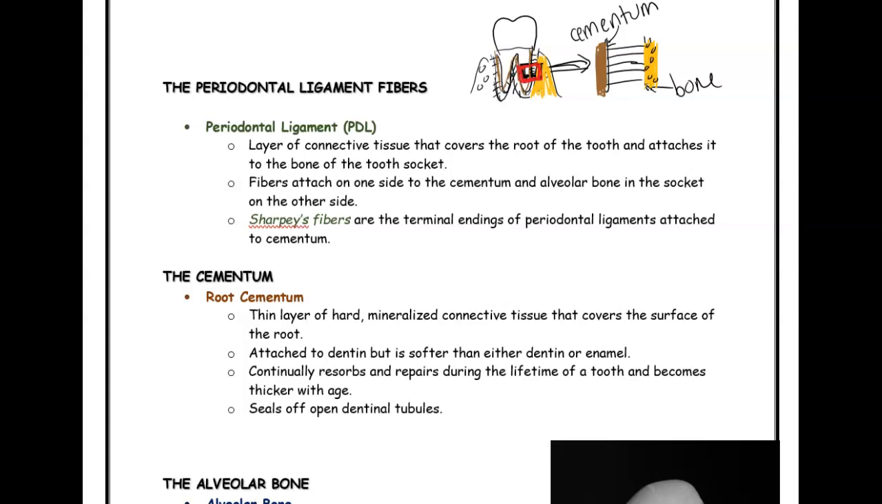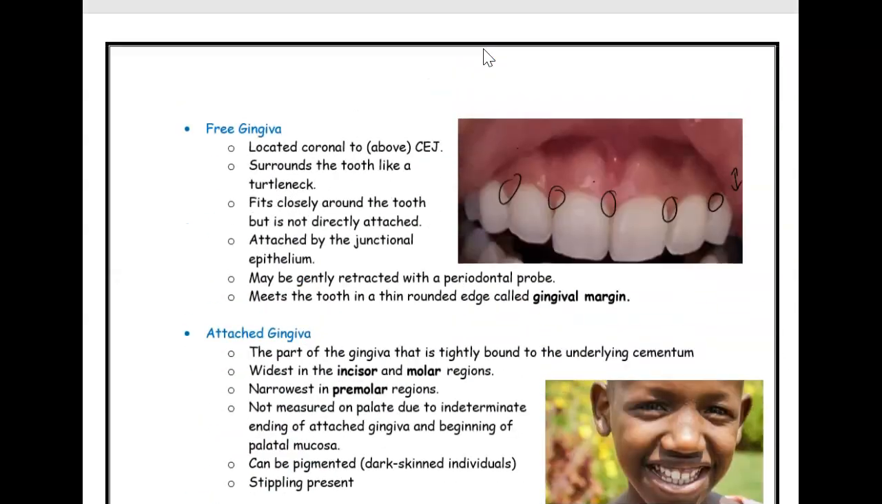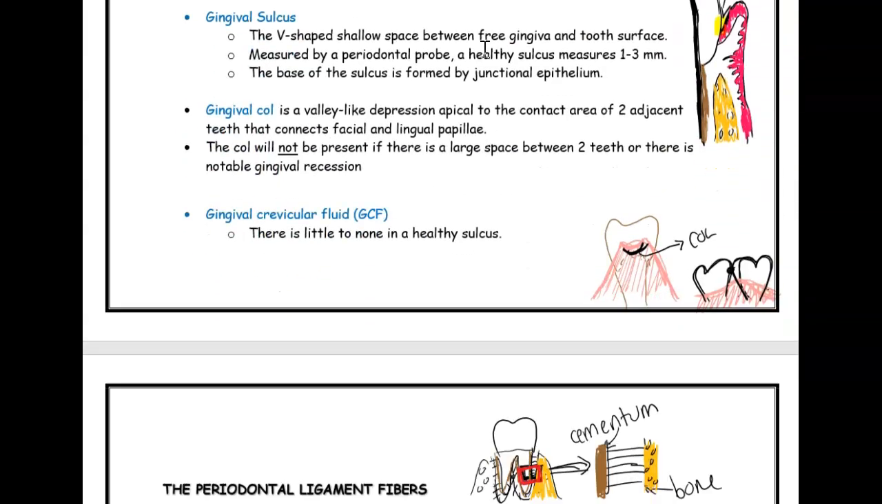All right, let's move on to the periodontal ligament fibers. So to recap, there are four tissues that make up the periodontium, or four things that surround the tooth. We looked at the gums, which is the gingiva. Let's scroll up so you can see what we looked at. So we looked at the gums.